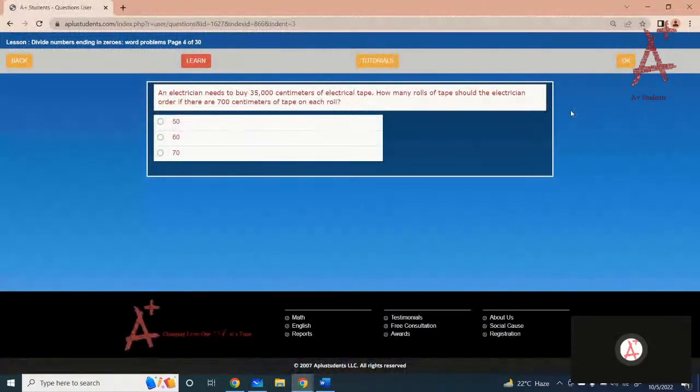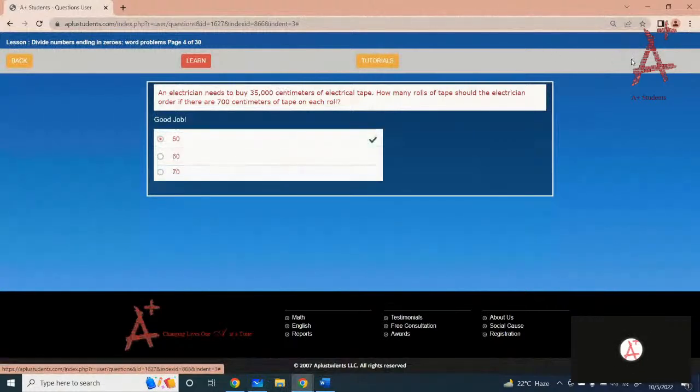Okay, an electrician needs to buy 35,000 centimeters of electrical tape. How many rolls of tape should the electrician order if there are 700 centimeters of tape in each roll? So you have to divide 35,000 by 700. Got it? So it would be 7 times 5 is 35, and out of the three zeros, two of them cancel each other and you're left with one, so it would be 50. Got it?